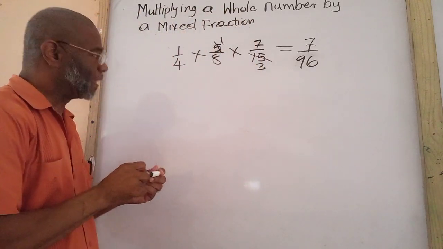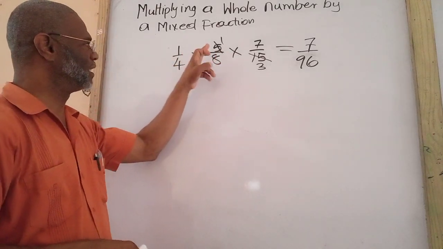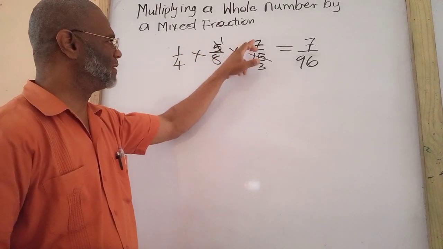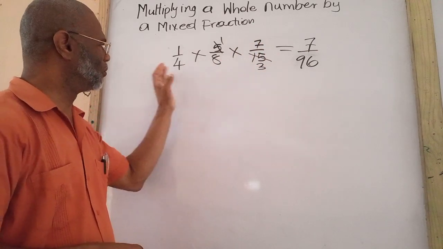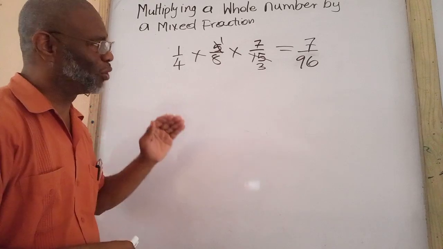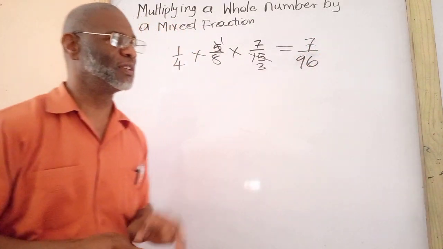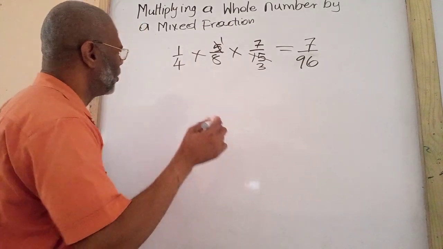Okay. Now, if you didn't do the cancellation, you'd work with bigger numbers. You'd be doing 7 times 5 is 35. So that's 35 over 4 times 8 times 15. Right? And then you have to go ahead and simplify to get it into its simplest form. Alright? Now let's do another one.